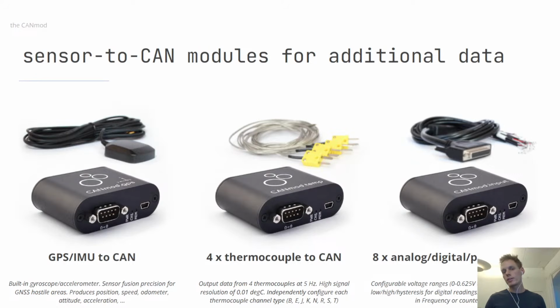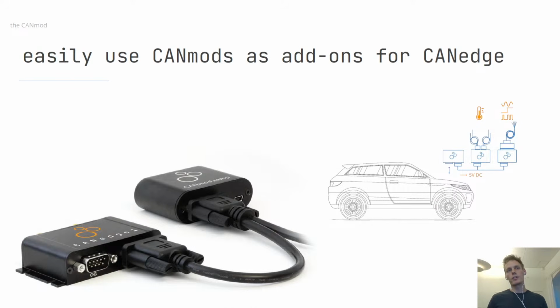If you need more data than this, you can connect some of our sensor modules like our thermocouple to CAN or our CAN mod input for analog and digital and pulse sensors. These can be connected on the second port of a CANedge and will allow you to collect additional signals in perfect time synchronization with the stuff you're recording through the first channel. This is a common way of utilizing the fact that all of the CANedge devices have two CAN channels.